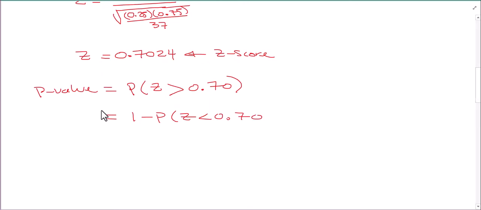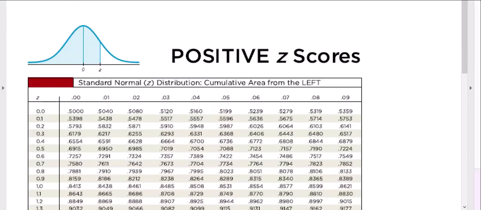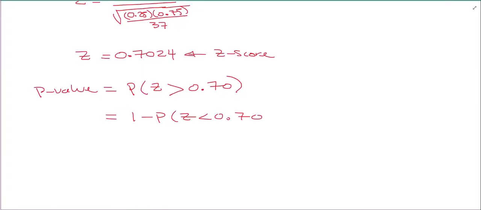So let's go back to our table and look at 0.70. The reason I round to 2 decimal places is because the z-scores are only rounded to 2 decimal places. So 0.70 is 0.7580. So this is going to be 1 minus 0.7580, and when we do this on our calculator, we get 0.242. So this is our p-value.